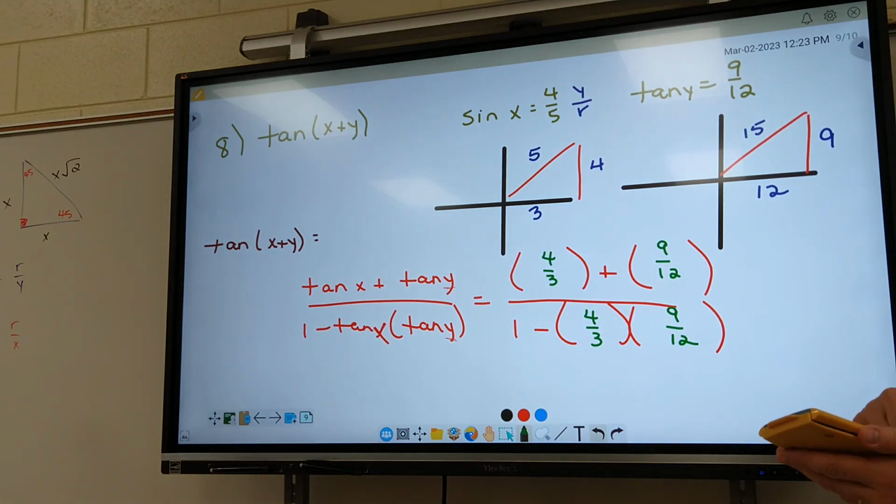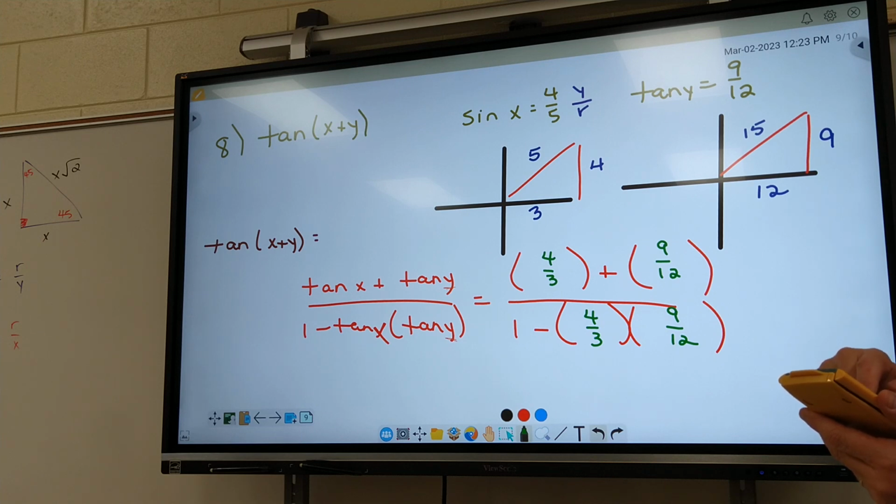All right, hit your fraction button first when you plug this in. Whoops, I messed up already.